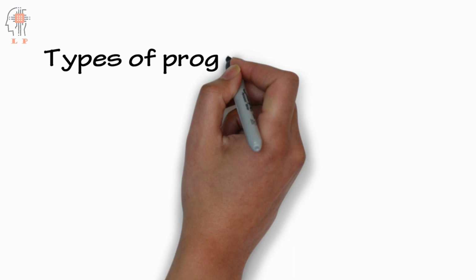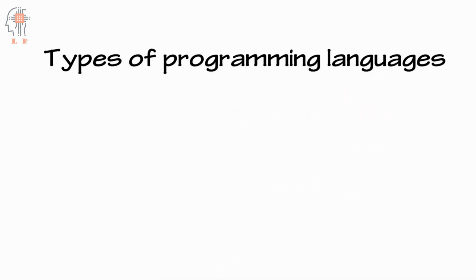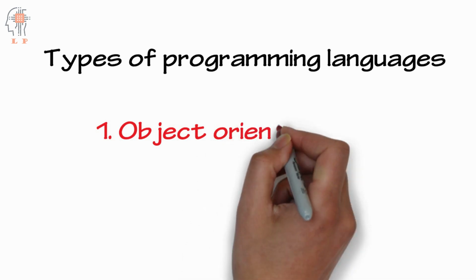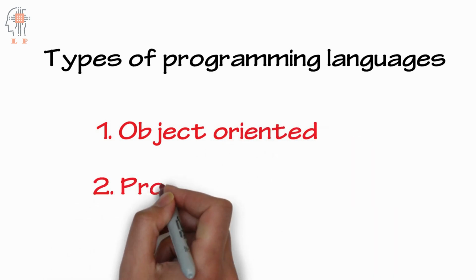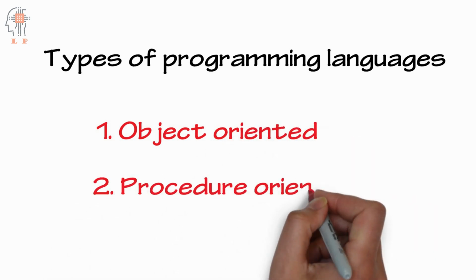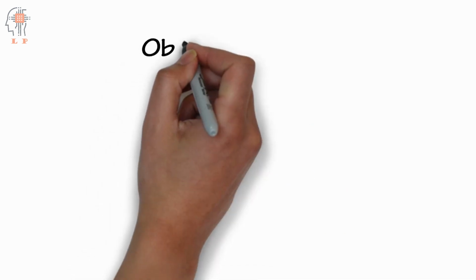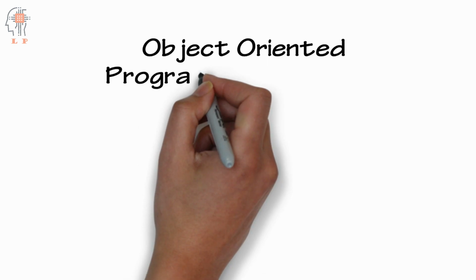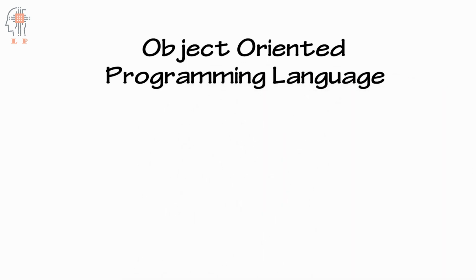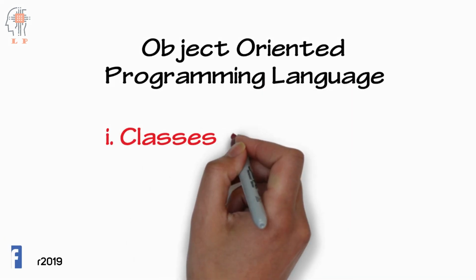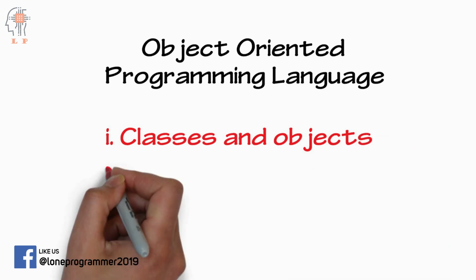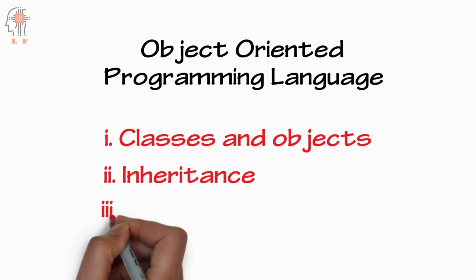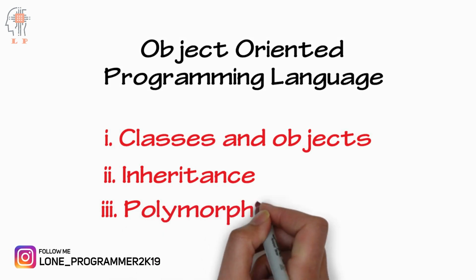In this video, we are going to look into two types of programming languages. Number 1, object-oriented programming language, and number 2, procedure-oriented programming language. Let's dig deeper into object-oriented programming language. It has many features that include classes and objects, inheritance, polymorphism, etc. But we will just look into the basics and will try to understand classes, objects and inheritance with an example.